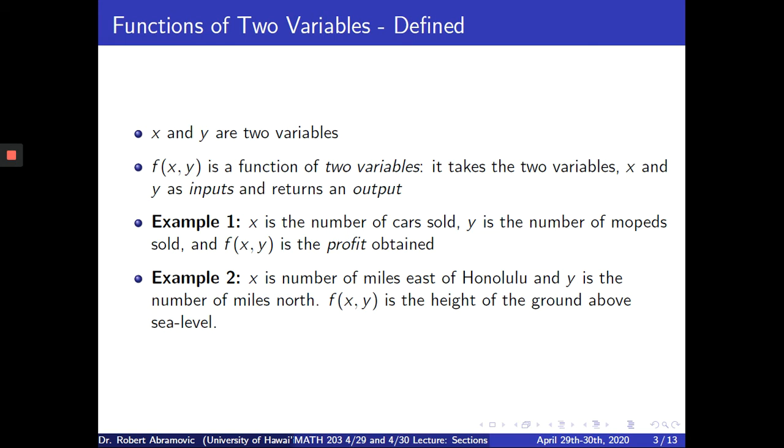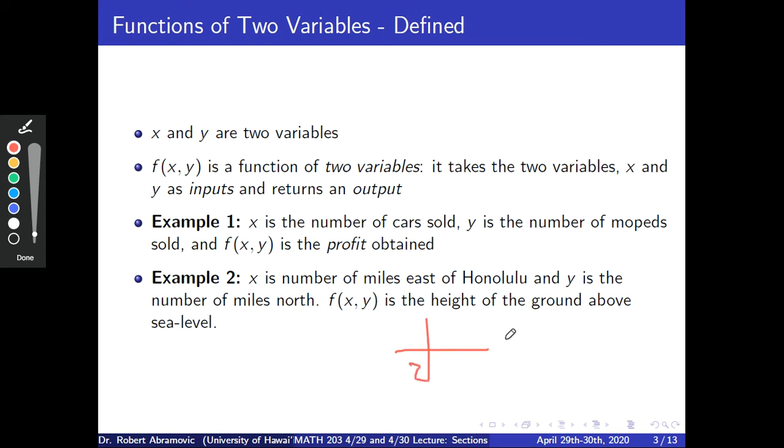Example 2, let's say x is the number of miles east of Honolulu, y is the number of miles north, and f of x comma y is the height above sea level. So if we drew up a diagram here, here's east, here's north. The center here would be the town of Honolulu, and around here, over each point, you can imagine a height. And f of x comma y would represent the height above sea level.